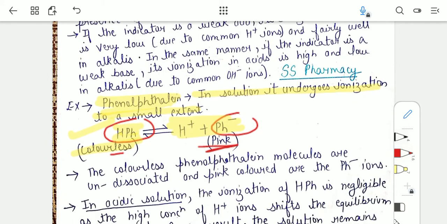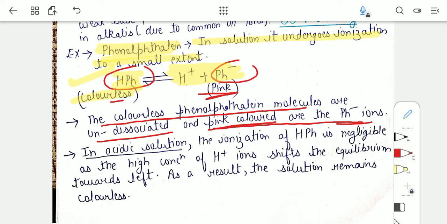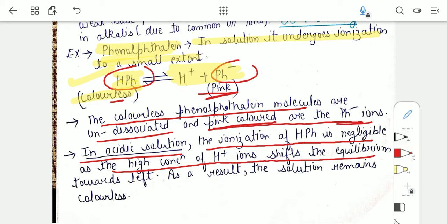So what is happening is that the colorless phenolphthalein molecules are undissociated, and the pink colored ones are the pH negative ions. In acidic solution the ionization of phenolphthalein is negligible, as the high concentration of H positive ions shifts the equilibrium towards the left.